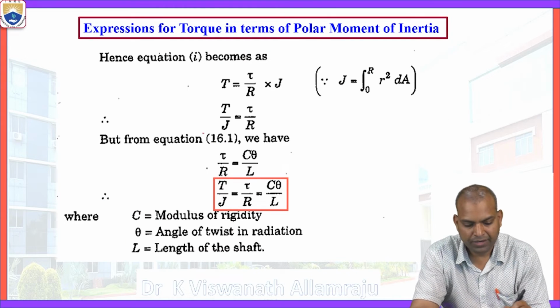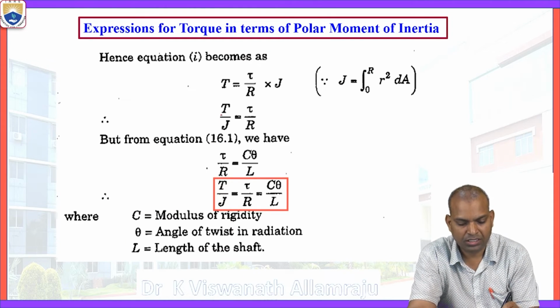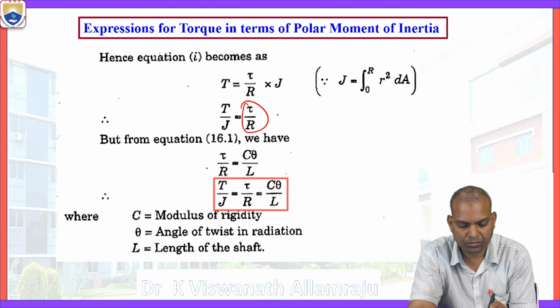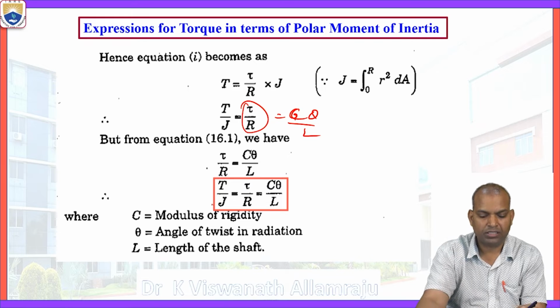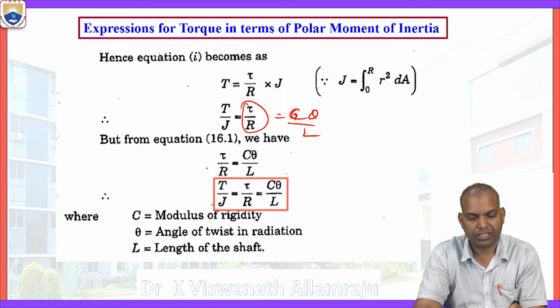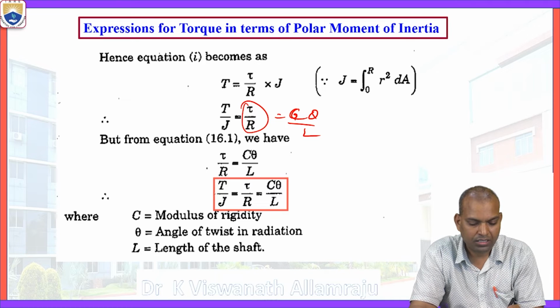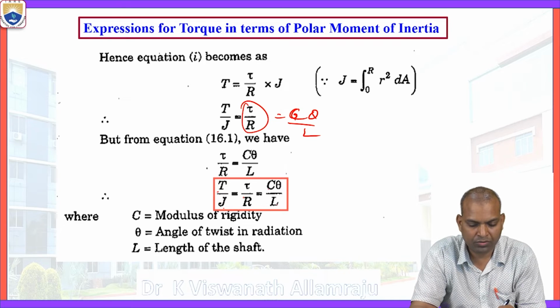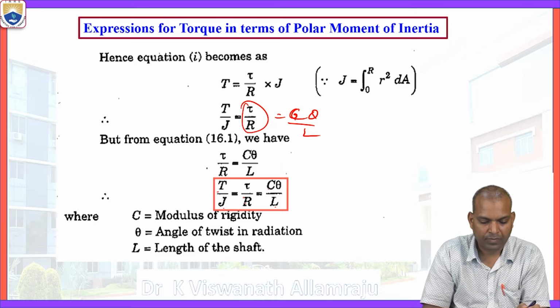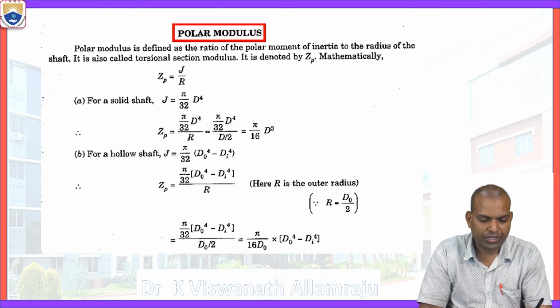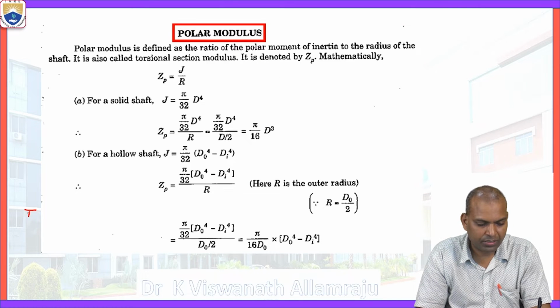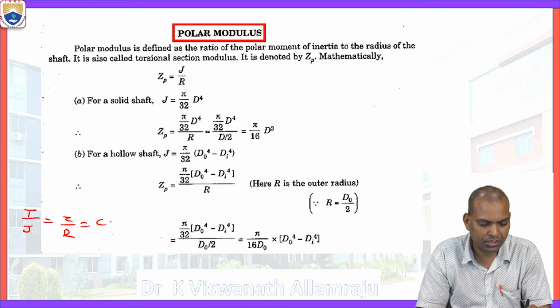Now, we have already derived in the previous session that tau by R equal to C theta by L. So the equation, the pure shear stress formula or pure torque formula, the torsion formula, is that T by J equal to tau by R equal to C theta by L.